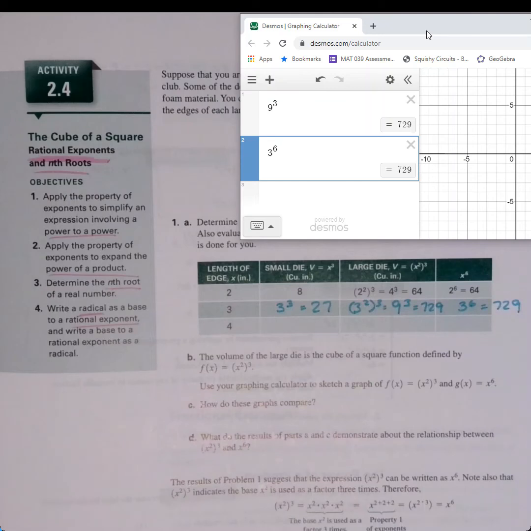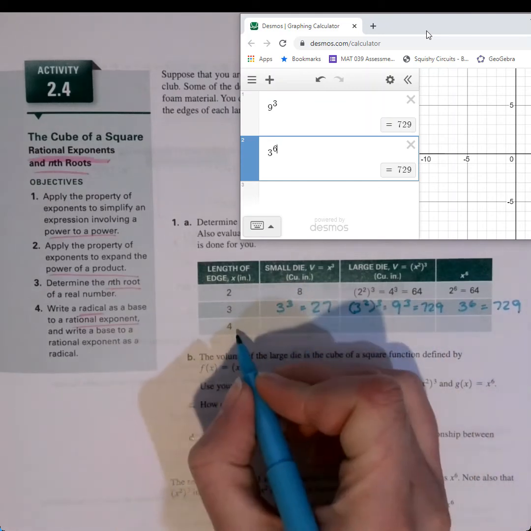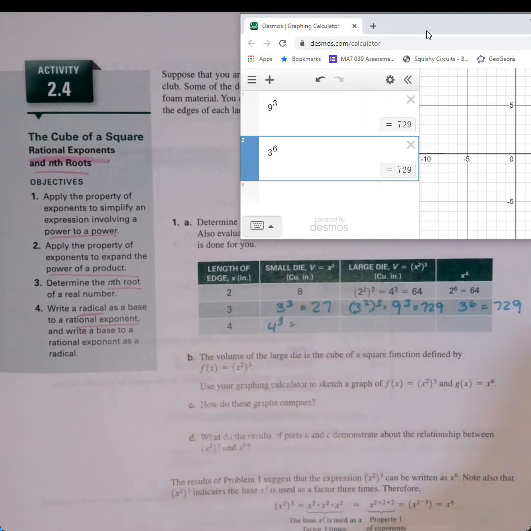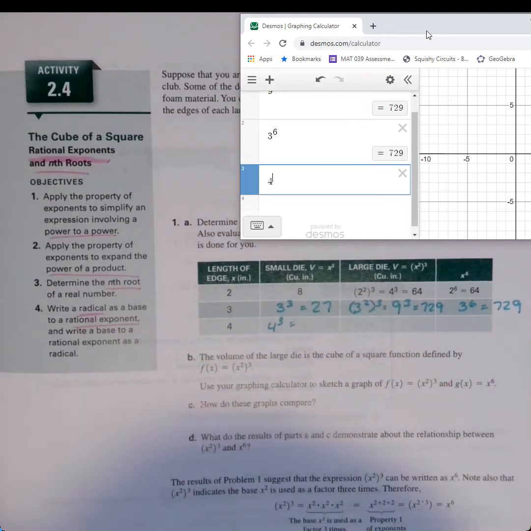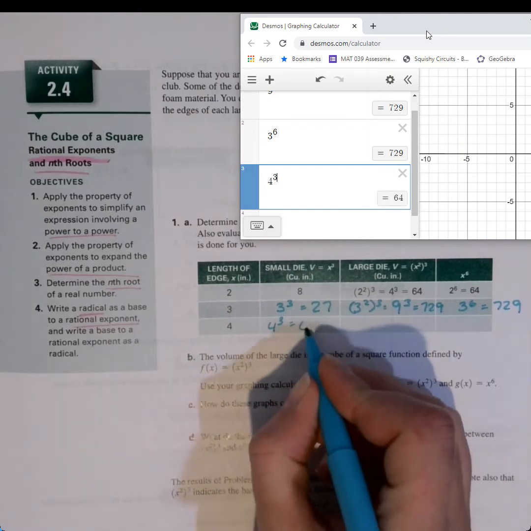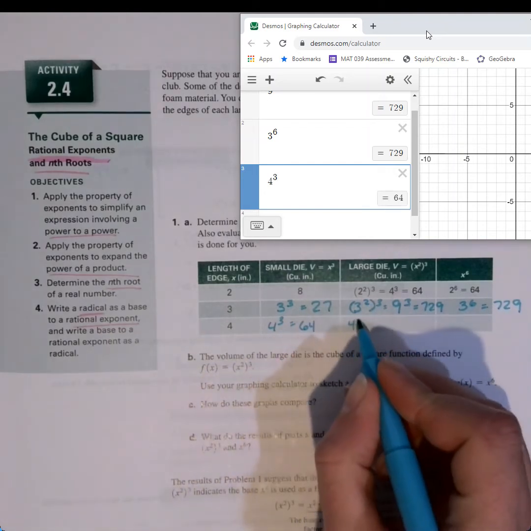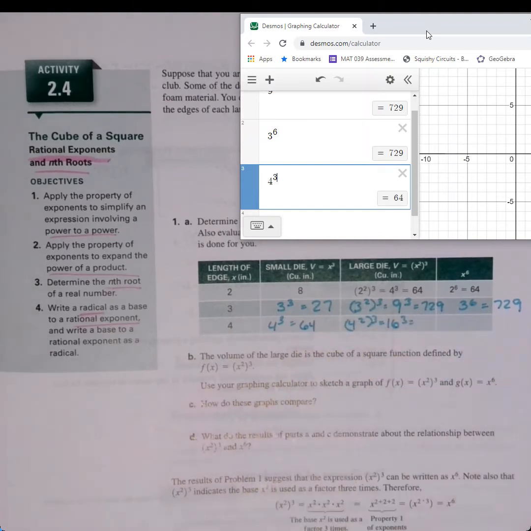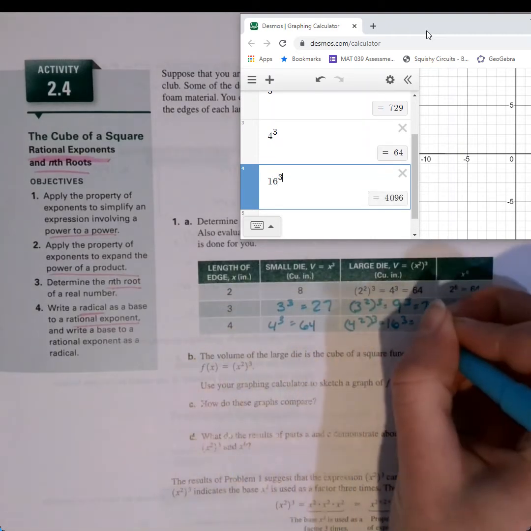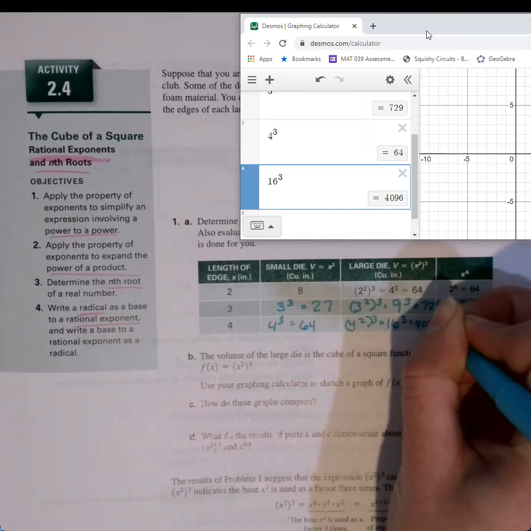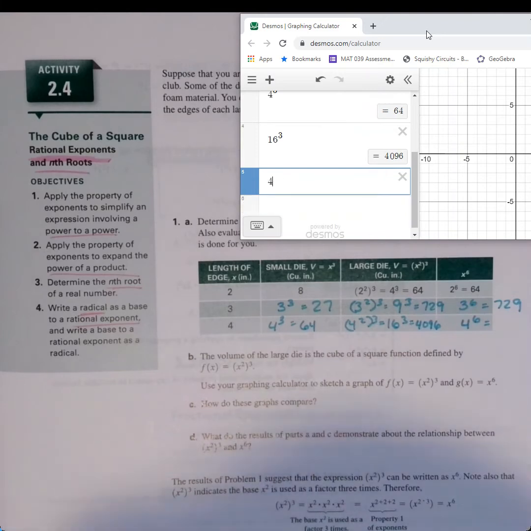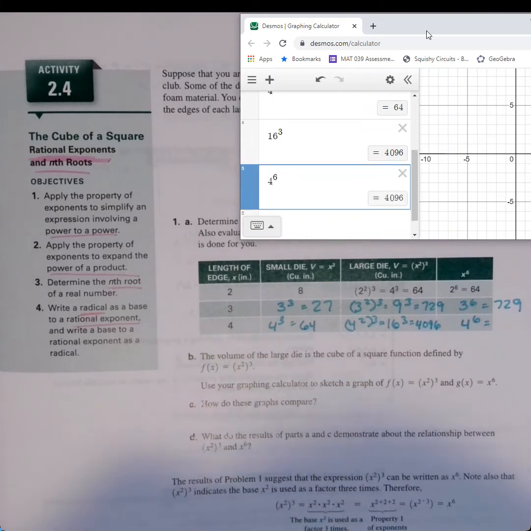So through observation, we're looking at a pattern here. Again, one more before we talk about the pattern. 4 to the 3rd is 64. And then if my dice is 4 squared to the 3rd, 4 squared is 16, and 16 to the 3rd is 4096. And I want to compare that with 4 to the 6th, which is the same.